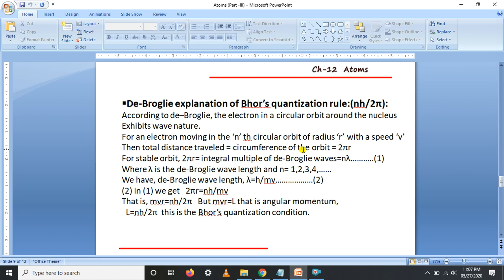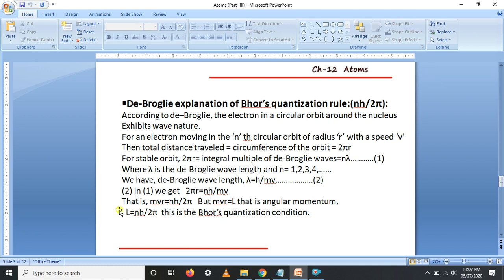For a stable orbit, 2πr is equal to an integral multiple of waves, the de Broglie waves. The circumference of the circle, 2πr, is equal to nλ, where λ is the integral multiple of waves. Here 2πr is equal to nλ, where λ is the de Broglie wavelength and n is 1, 2, 3 and so on.